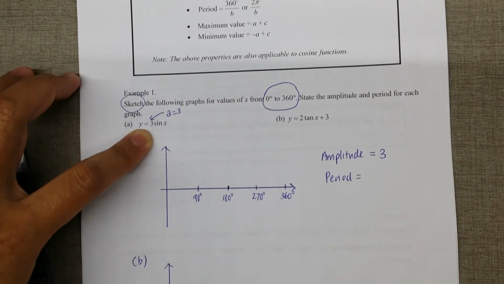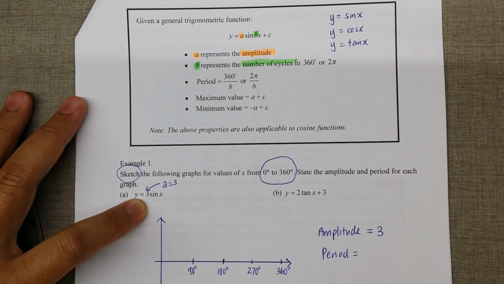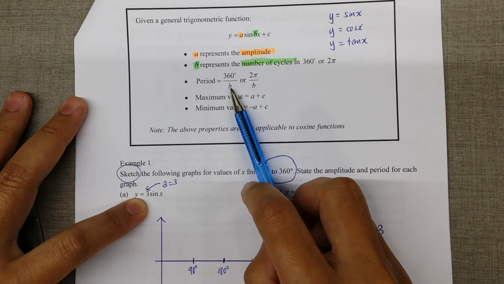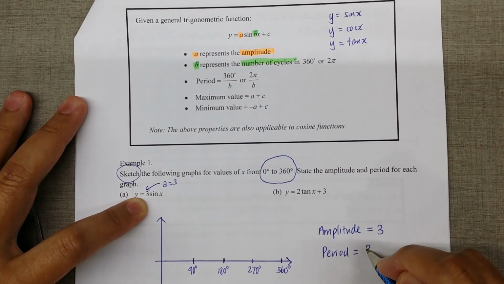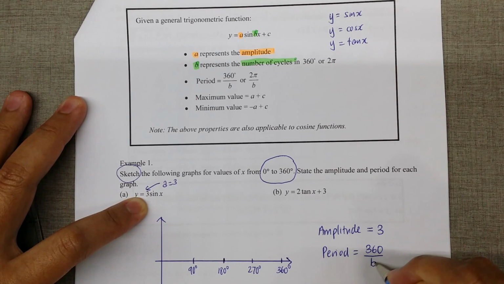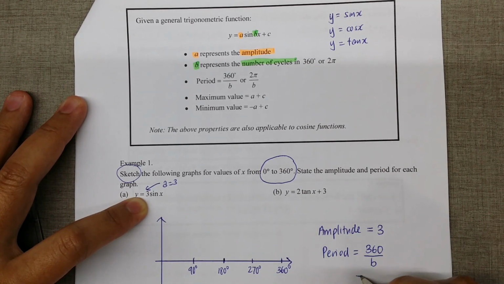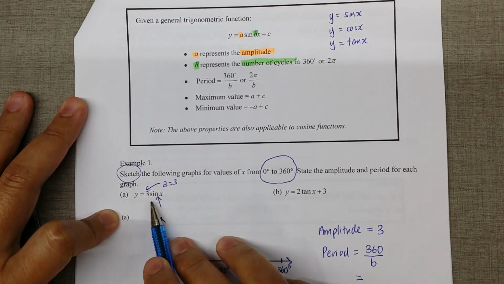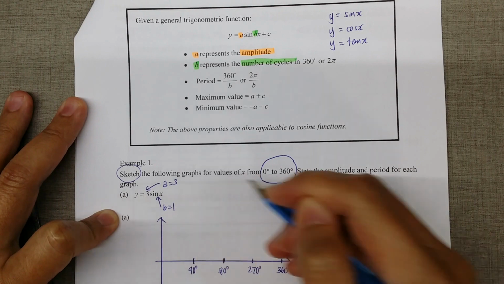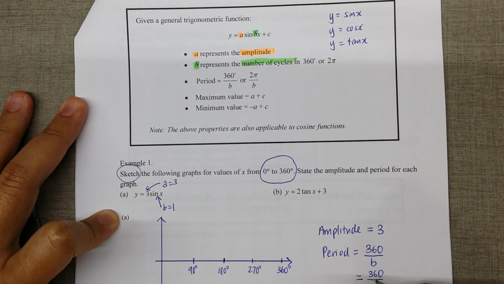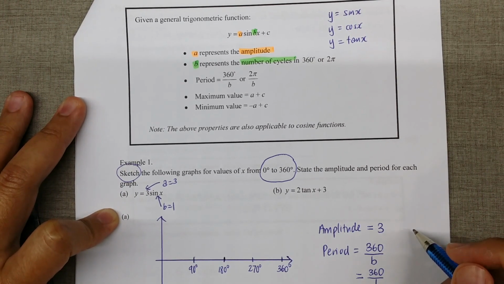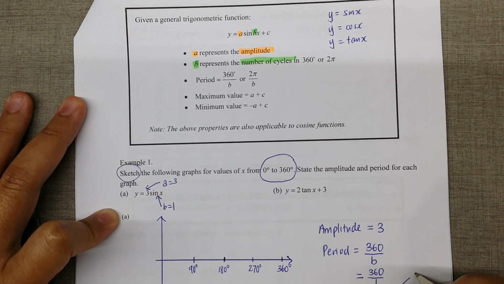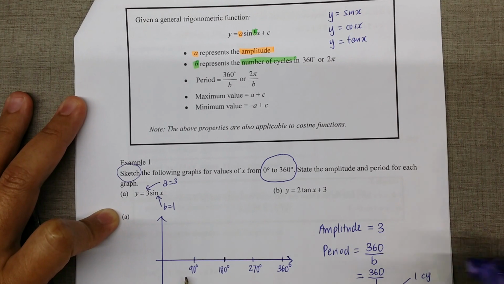Let's go back to the top. Period is 360 divided by B. What is B? B is the number in between sine and x, right? B is 1. So 360 divided by 1, the period is 360. So it just means that there is only one cycle. One cycle in 360.